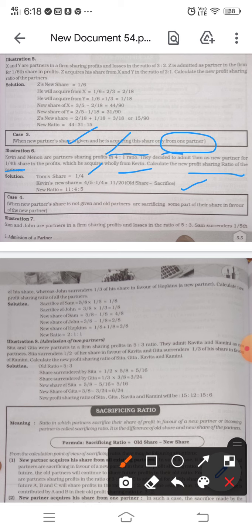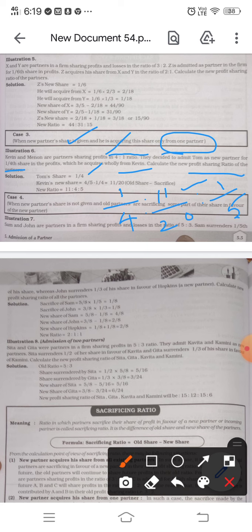It's very simple. So for the other partner, there will be no difference, but we have to make all this in the equal ratio. So by seeing the denominator, we have to make it, because 1 by 4 is the new partner, and Kavin is 11 by 20, and what is the Menon? That is 1 by 5. Okay, so now we have to change. See the denominator.